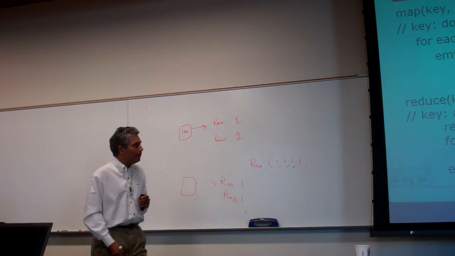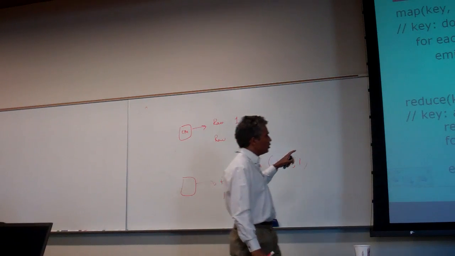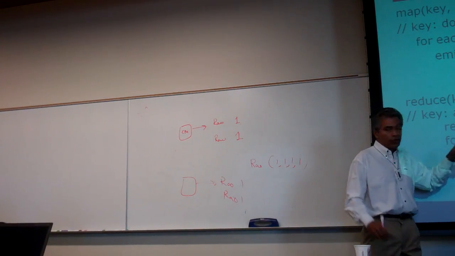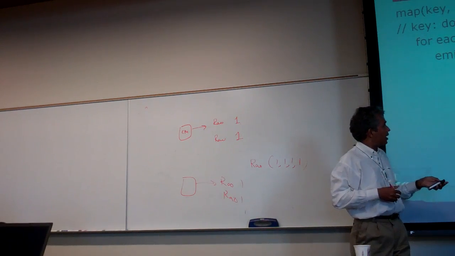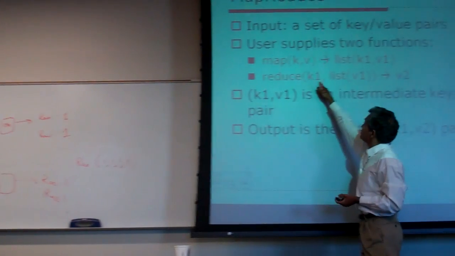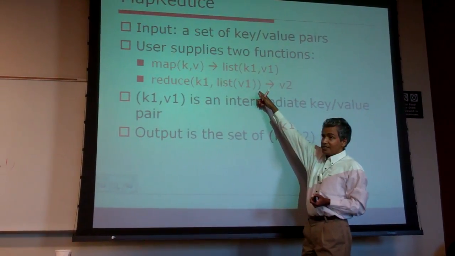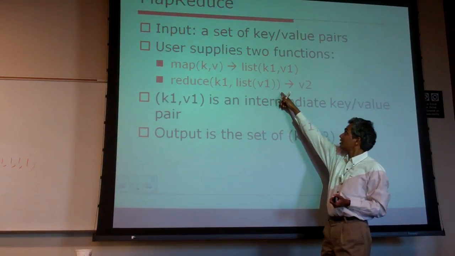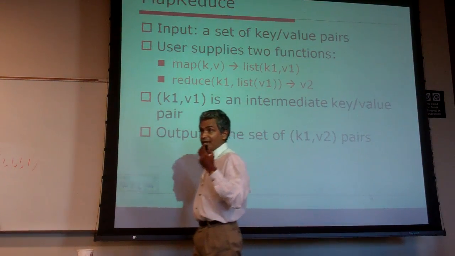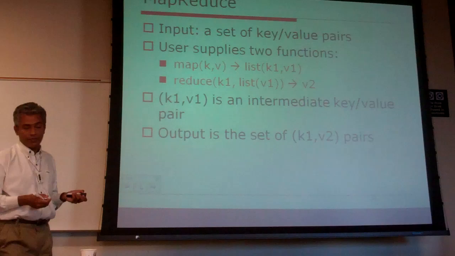Okay? So what I can do is take these 1, 1, 1s. Remember that we talked about the fact that reduction takes the key and the list of values and then gives out a value, which in this particular case would be just addition. Okay, yes.